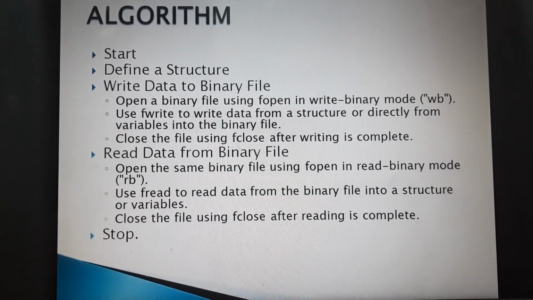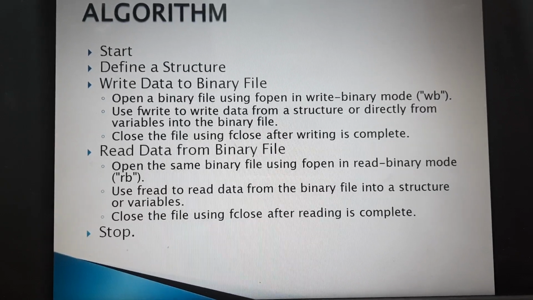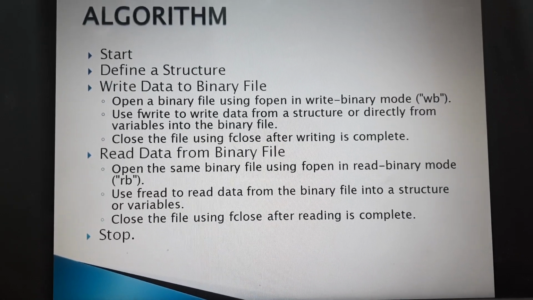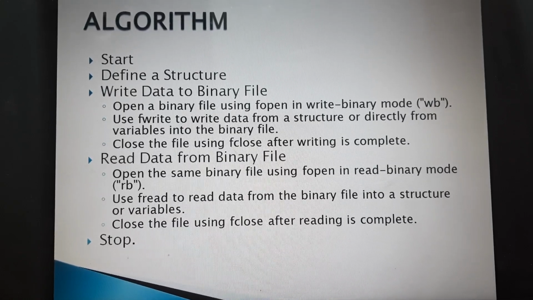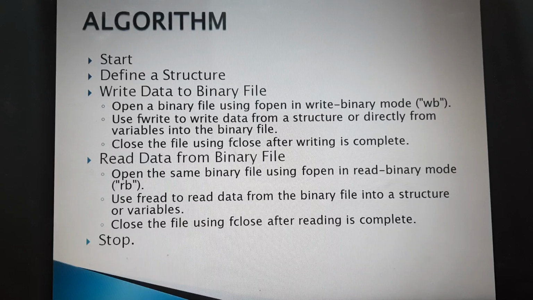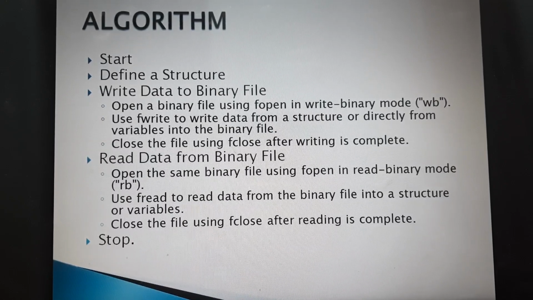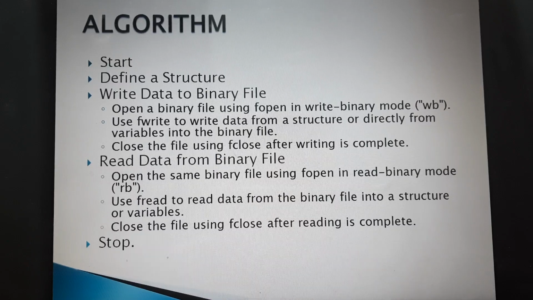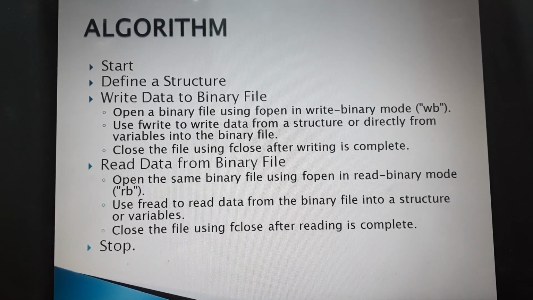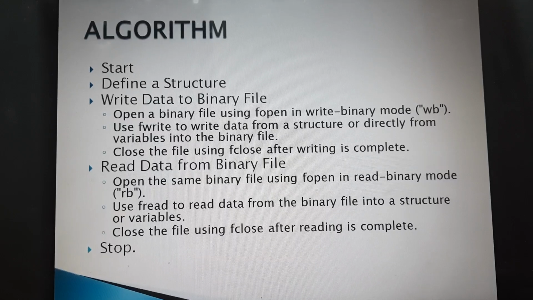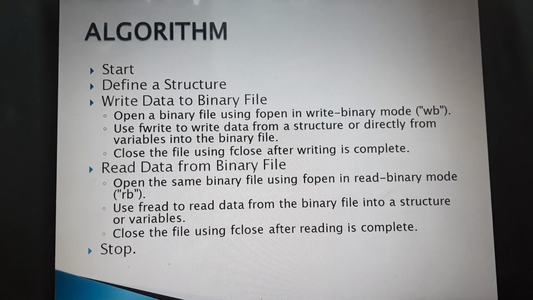And to read data from a binary file, we open the file in the accessing mode called RB, which means read binary mode. And then to read the data from the file, we use fread. Okay? If the reading operation is over, we close that file. Then stop the process.